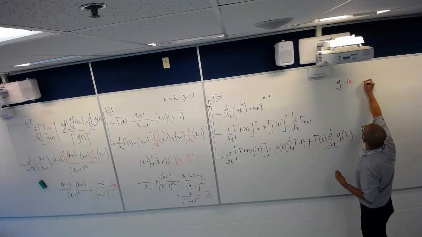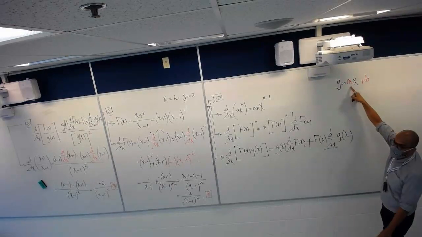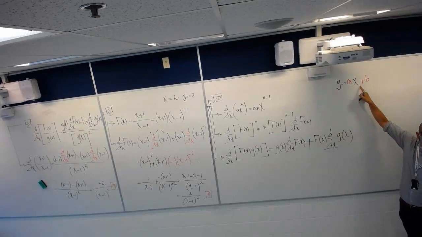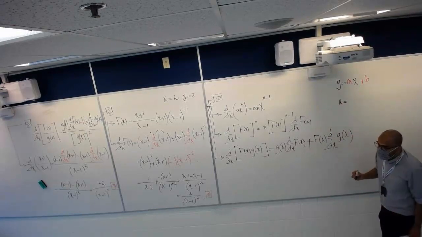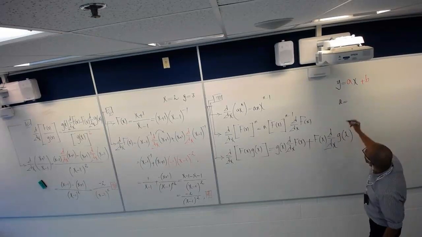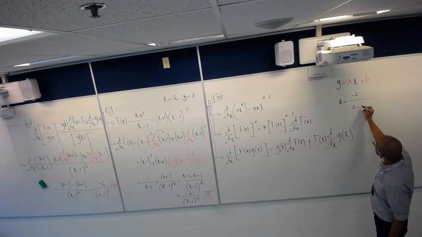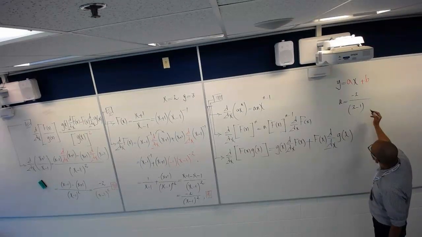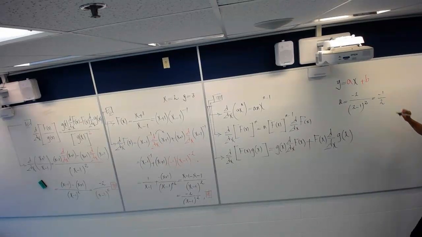It's ax plus b. You have to find the value of a and the value of b. I told you also yesterday, the value of a is the derivative evaluated at the point 2. It means that minus 2 over (2 minus 1) to the power 2. How much do you get? Minus 2.